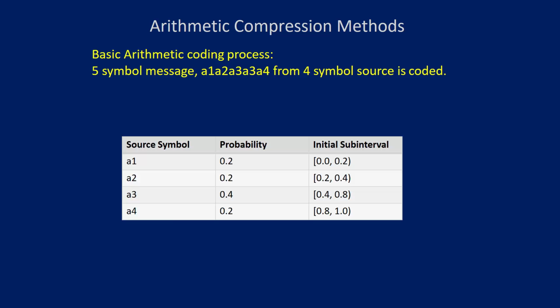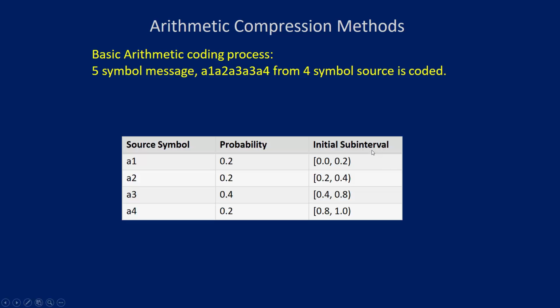For example, we have a 5 symbol message, that is A1, A2, A3, A3 and A4, from a 4 symbol source. The probability of A1: since A1 comes only once, it is 1 divided by the total number of symbols, which is 5, so the probability comes out to be 0.2. Similarly, for A2 the probability is 0.2. For A3, it comes twice, so 2 divided by 5, its probability is 0.4, and for A4 the probability is 0.2.